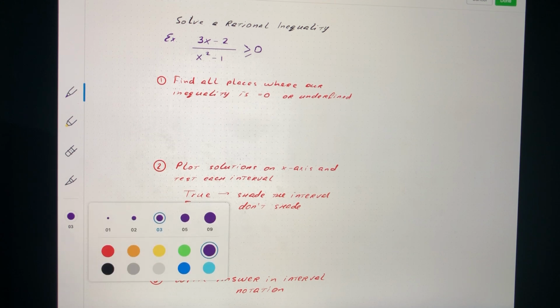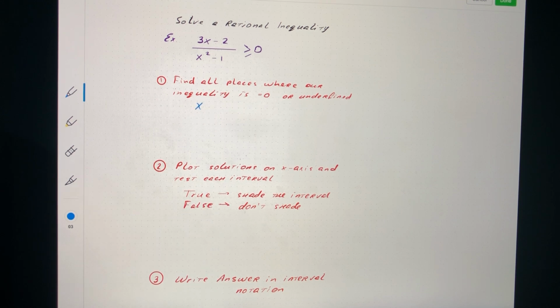First, to find all the places where the inequality is equal to 0, we look for where the top is equal to 0. If 3x minus 2 is equal to 0, that means if we add 2 to both sides, we get 3x equals 2. And to get x by itself, we divide both sides by 3, and we get x is positive 2/3. So this is the place that is equal to 0.